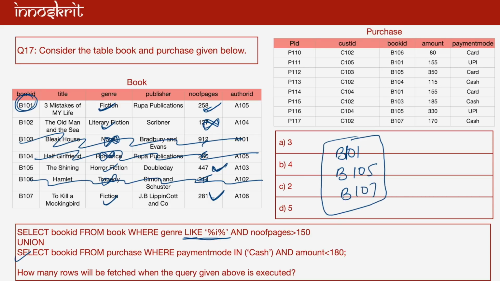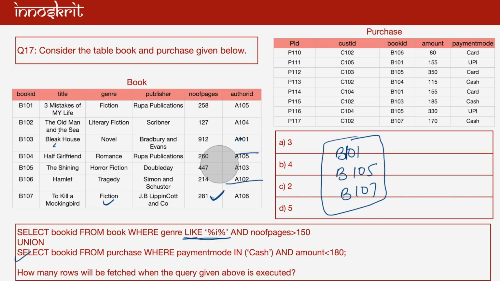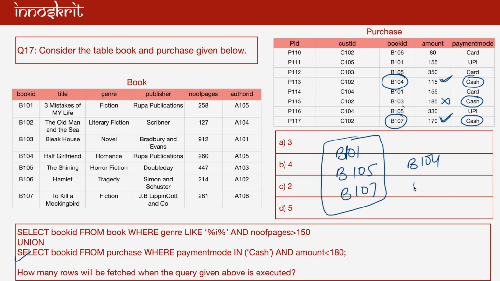Now let's run the second query. Here the payment mode should be cash, and the amount should be less than 180. Where will we have cash? We have cash here, and we have cash here. We have 3 cash, and for these the value should be less than 180: yes, no, yes. So how many book IDs are we getting? We are getting only 2 book IDs, which are B104 and B107.